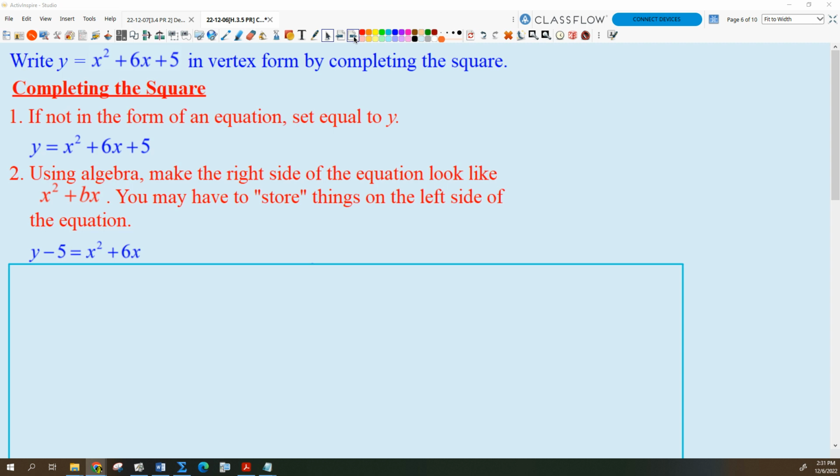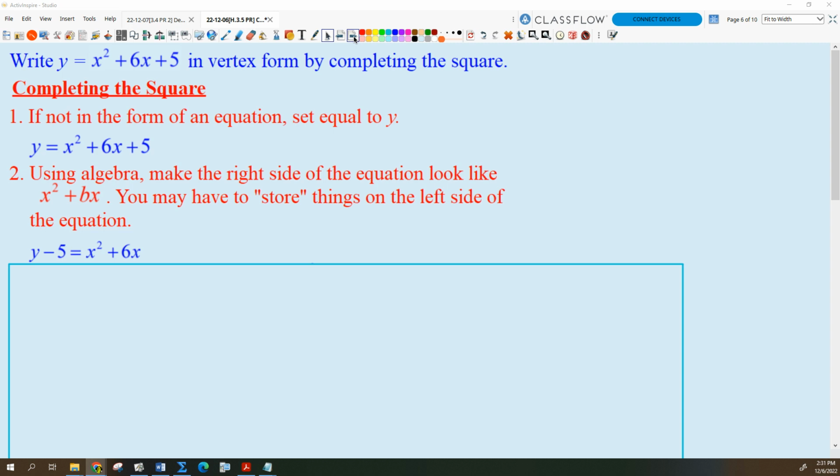What do we do next? This is the actual completing the square part. We haven't really done anything to complete the square. This is where we've got to add just the right number to both sides, because I have an equation. I have to treat them equally, but I'm really trying to work on the right side here. I want to add just the right number to turn the right side into a perfect square trinomial.